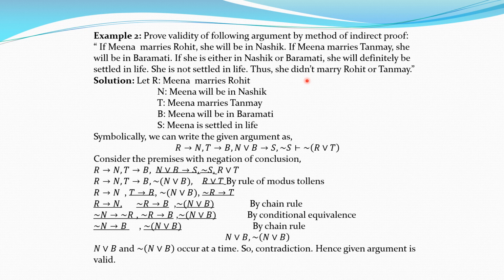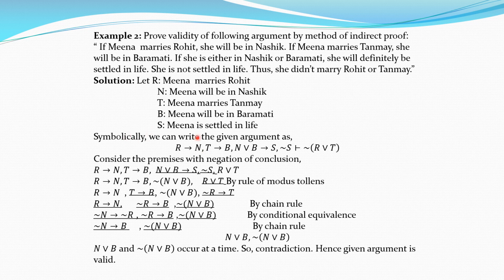Now, considering the different statements, we have to consider the variables. Let R: Meena marries Rohit. As the name is Rohit, we consider it as R. Then N: Meena will be in Nashik. T: Meena marries Tanmay. B: Meena will be in Baramati. S: Meena is settled in life. Whenever you have to write the negation of any statement, you can use negation R, negation N like that. It is not necessary to consider it as a separate variable.